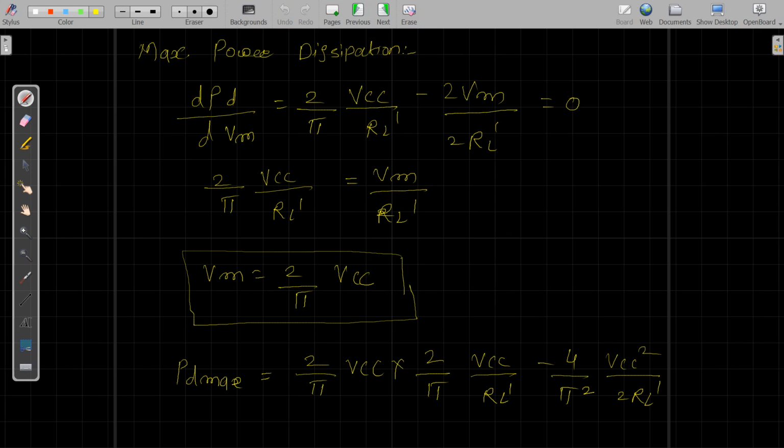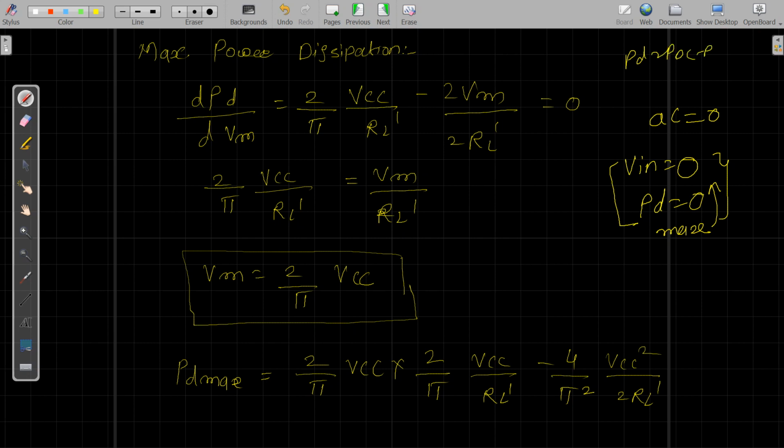But in class B operation, when your input signal is 0, the power dissipation is 0. Quite the reverse in case of class B compared to class A. We are not getting the maximum power dissipation when your Vin equals 0. In class A, when there is no AC input, AC equals 0, then PD equals PDC minus PAC, as PAC was completely 0, it was simply VCC into ICQ. That means this is the maximum power dissipation I got for class A.